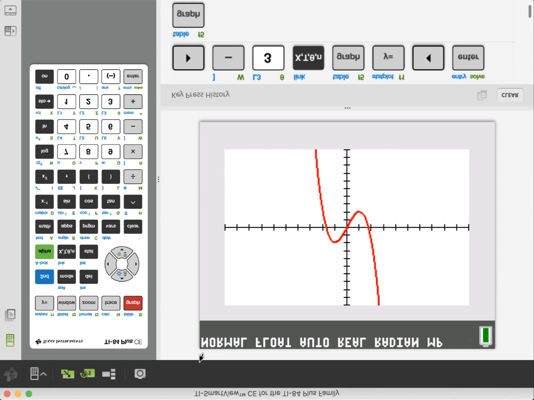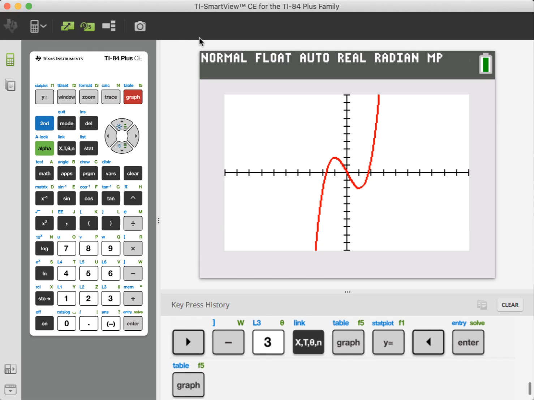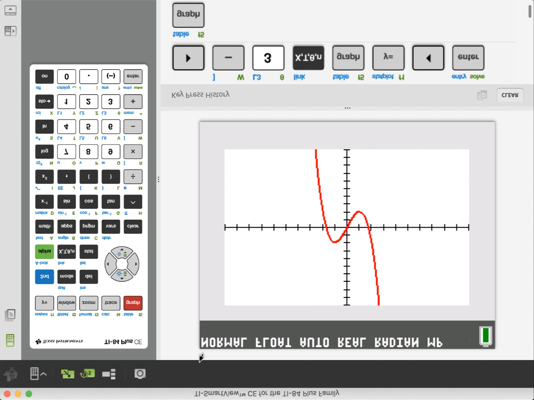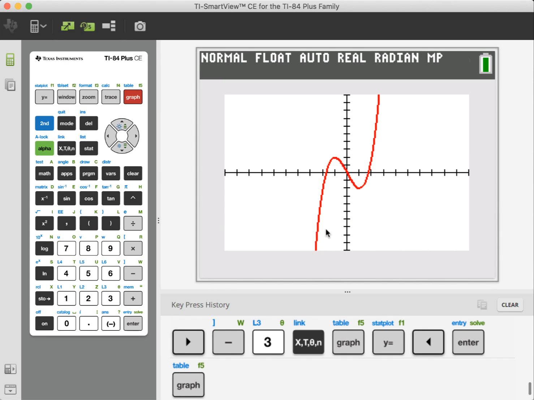But if you notice, what I'm going to show you here in just a second is that if you flip this and turn it upside down, it looks exactly the same as what it does right here. So, as a result, this is an odd function.